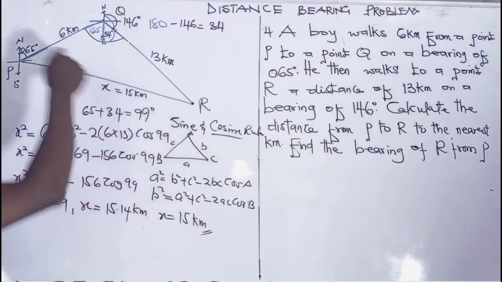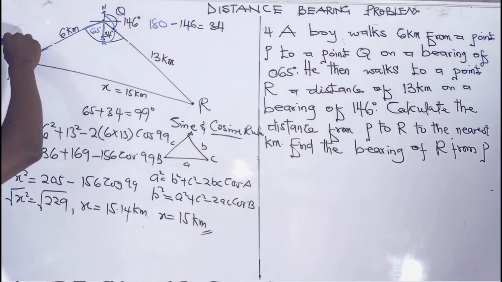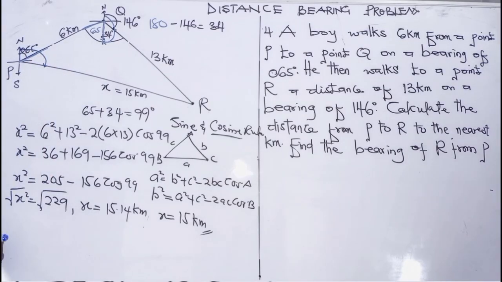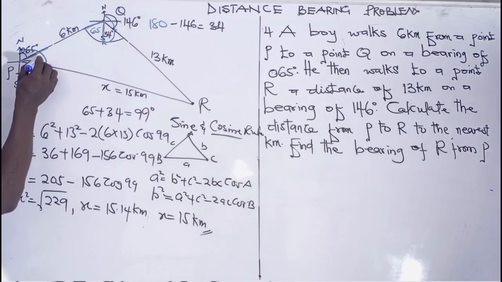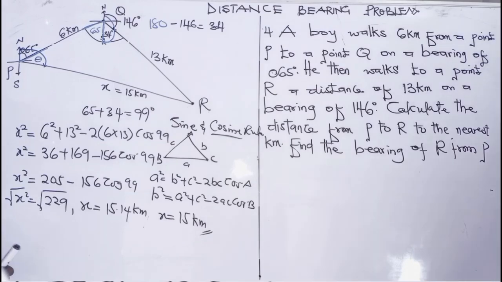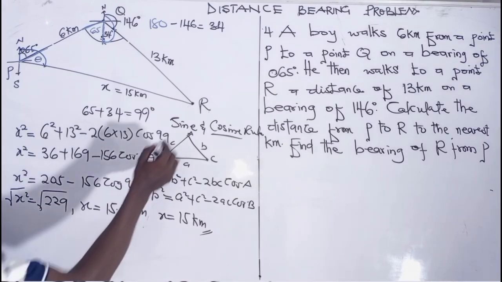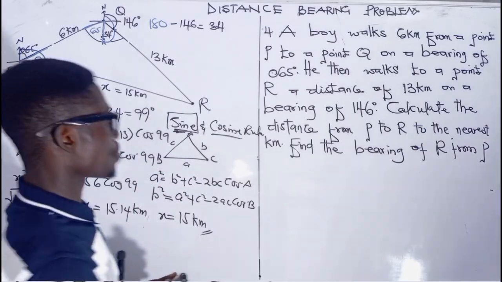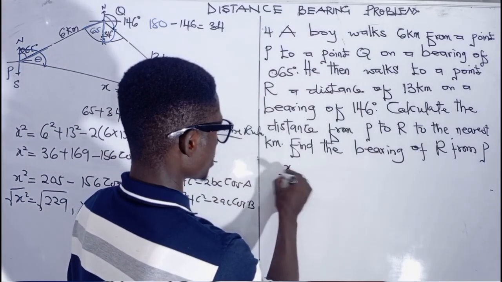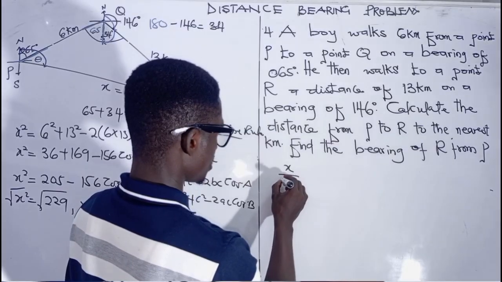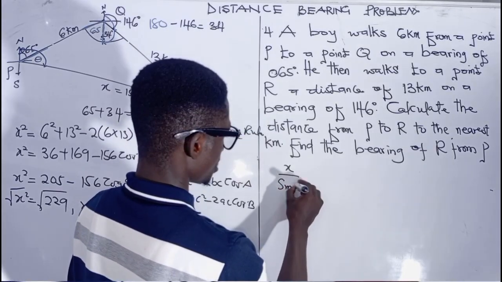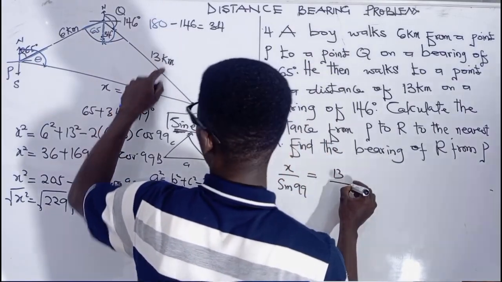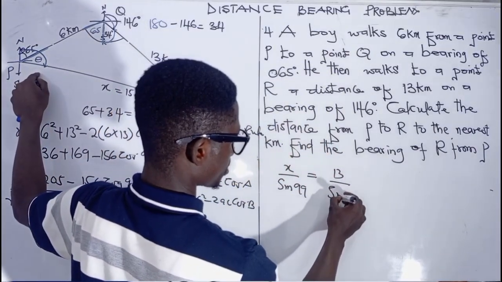Now the next question says that we should find the bearing of R from P. So this is R from P. So it means that we are going to measure the angle from the north till we get to this terminal line. We already know this angle, so we have to find this particular angle theta. And we can do that by applying what? The sine rule. So with the sine rule, we are going to have x all over sine of the angle 99 is equal to 13 all over sine of the angle theta.